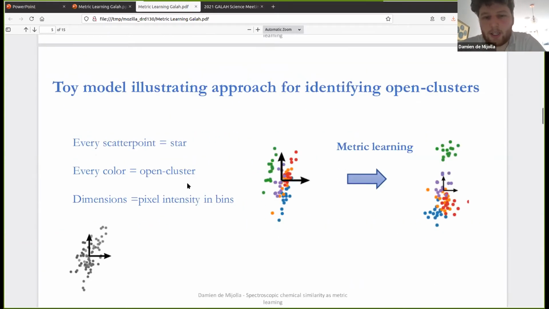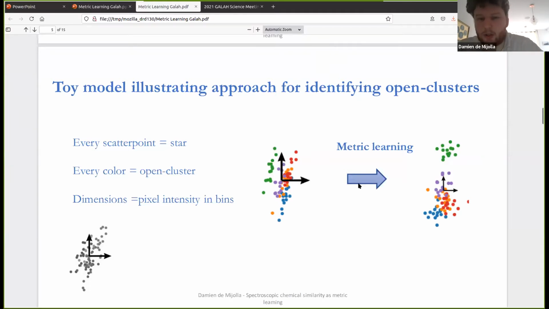So now how do we actually go about building such a model that can recognize stellar siblings? Well, one approach is using machine learning, using something known as metric learning. Here on the left, I've shown a scatter plot, which is supposed to represent a toy representation of a data set of stars. Every color is an open cluster, and every scatter point is a star. You can imagine the dimensions to be pixel intensities or maybe stellar parameters.